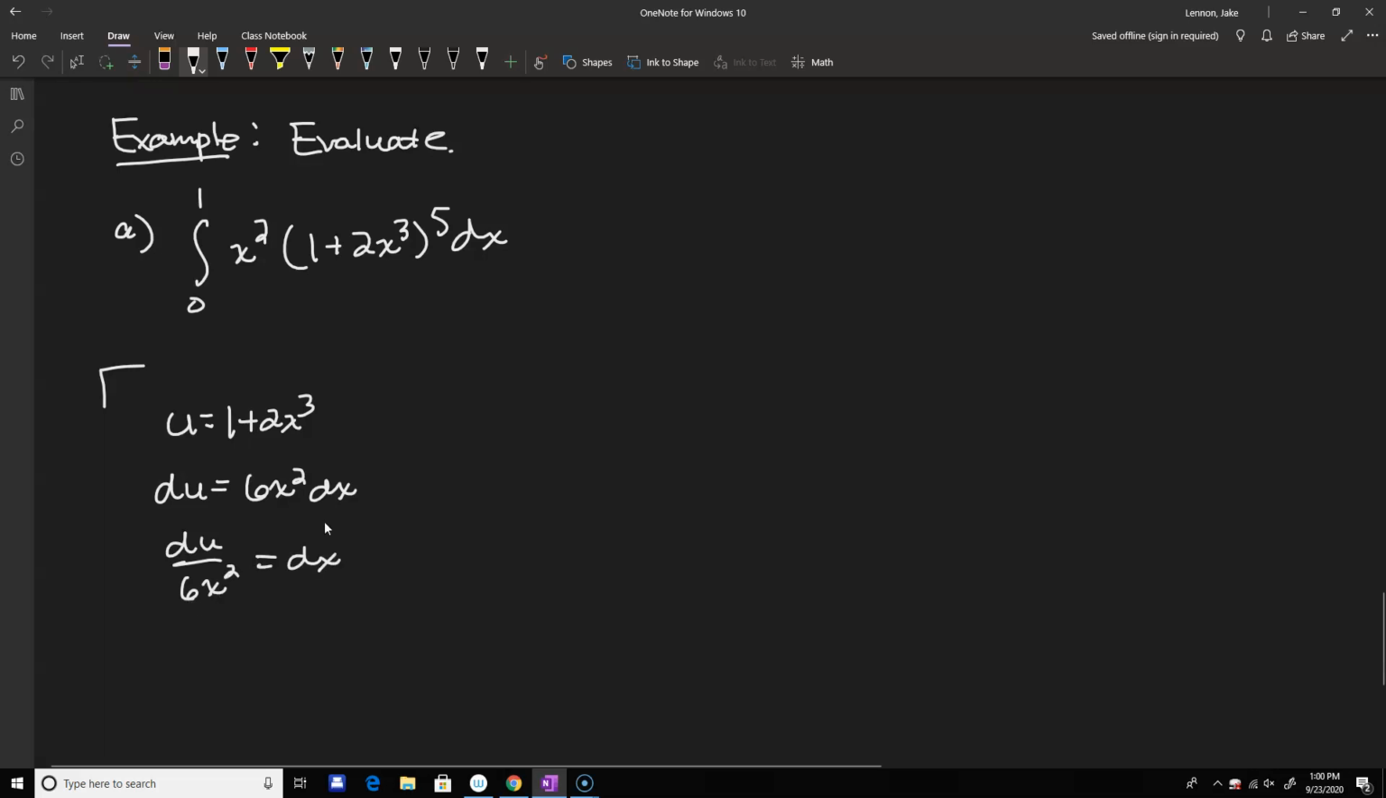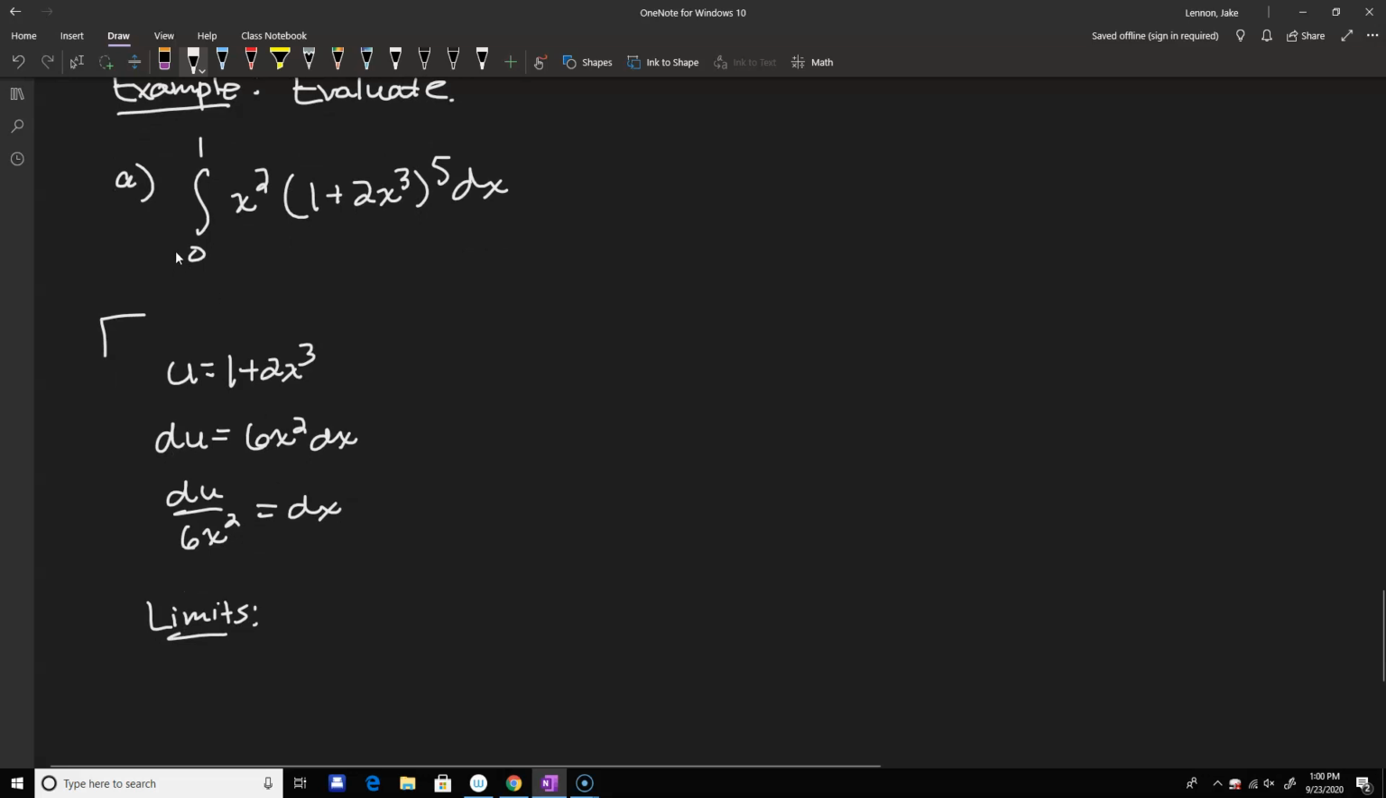So now we can replace the integral. But what we have to do is replace the limits as well. So what's going to happen to the limits? Well, each of these numbers, 0 at the bottom of the integral and 1 at the top of the integral, are x values. So when x equals 0, you just plug it into u. U would equal 1 plus 2 times 0 cubed, which is just 1. And when x equals 1, u would equal 1 plus 2 times 1 cubed, which is 3. So we have our two new limits.